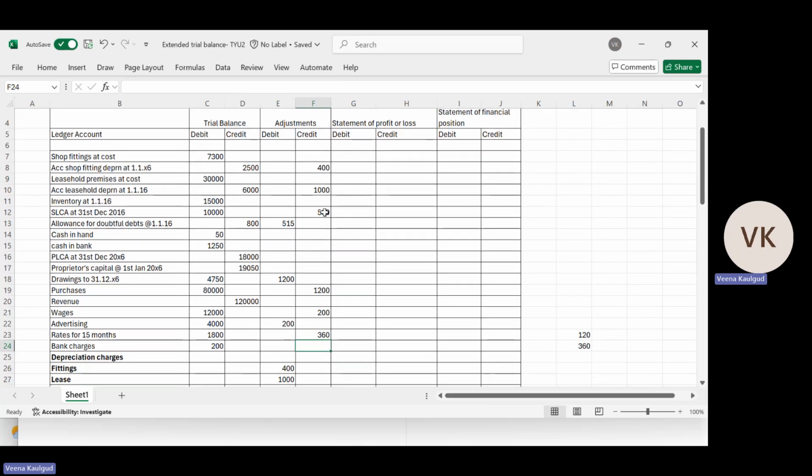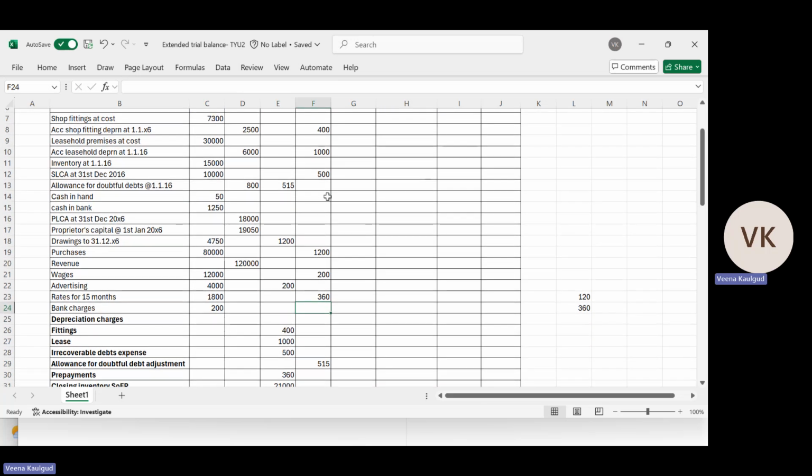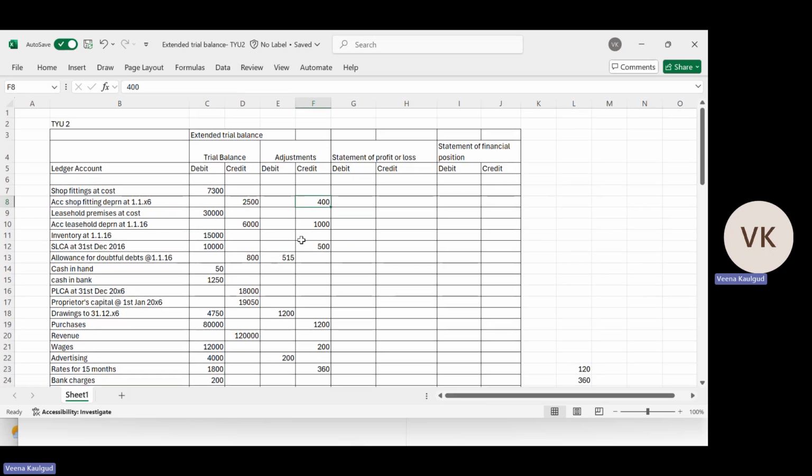Now, all these adjustments, we can color code them if you want. If you're doing it on Excel, we could fill these numbers. Each journal we can color code. So for practice purposes, you can do that. Now I'm done with posting the journals. Now my task is to move them to the statement of profit or loss or statement of financial position.